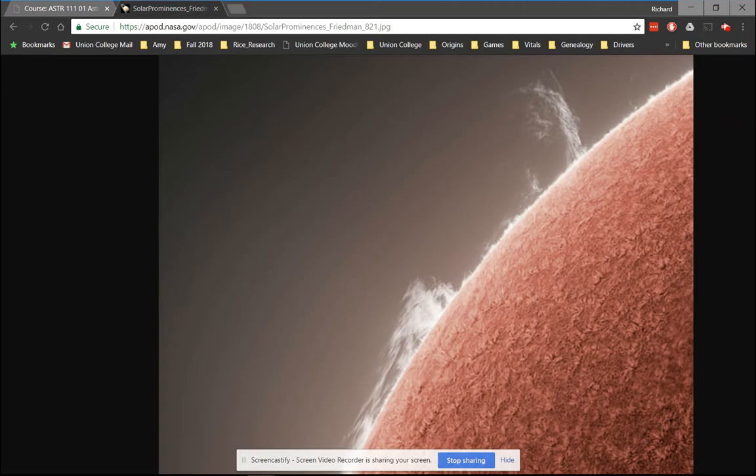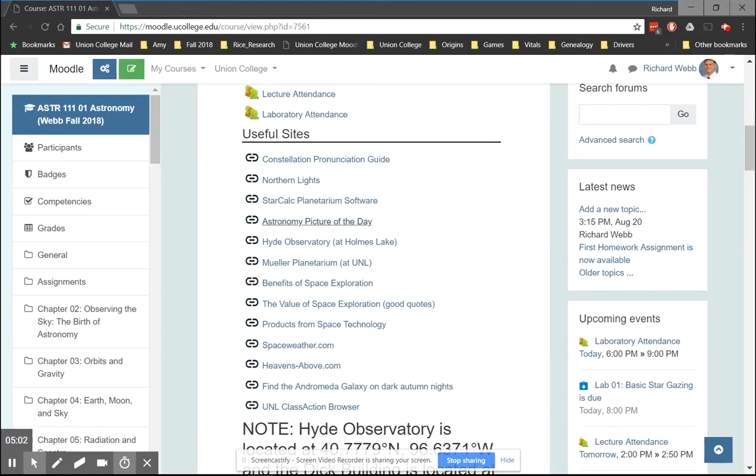So that's always fun, the astronomy picture of the day if you're bored. Let me click on the Northern Lights. I think this is just a website that is focused on Northern Lights. You might say, but this is astronomy class, right? Well, how do Northern Lights have to do with astronomy? Well, Northern Lights are caused by the sun blowing lots of charged particles at the Earth.